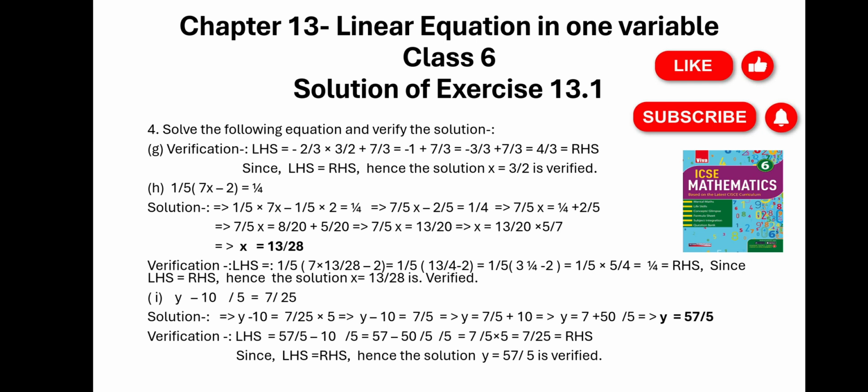Now here 5 is the LCM. So we have to multiply: 7 will be multiplied by 1, 10 will be multiplied by 5. So 7 plus 50 upon 5, and therefore the solution of this equation is y is equal to 57 upon 5. So now you can see the verification, and you will be able to know how I have solved that.